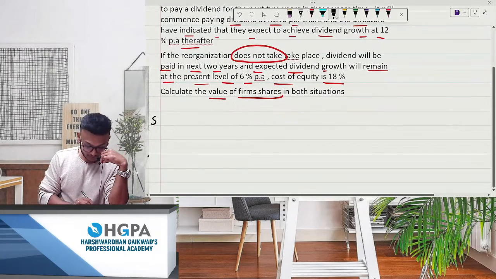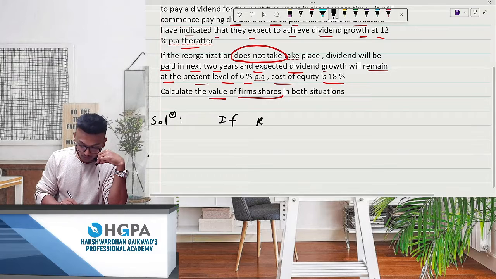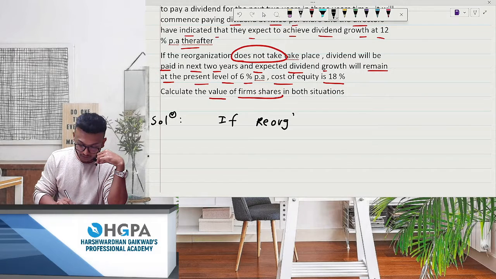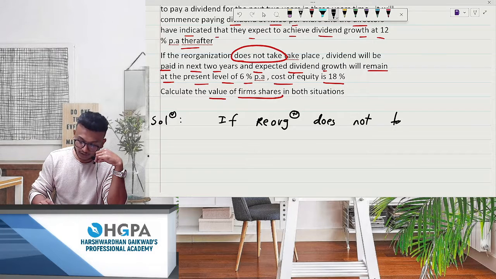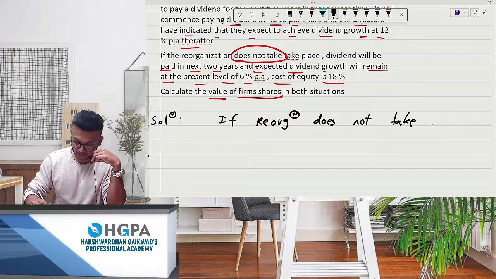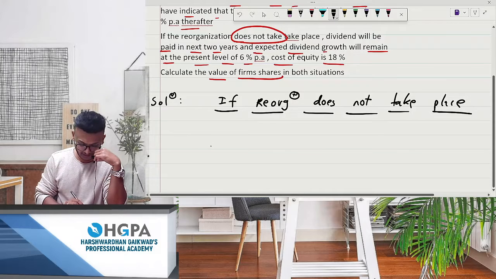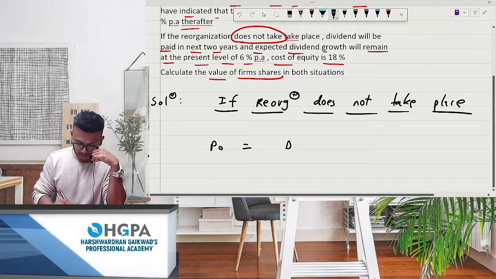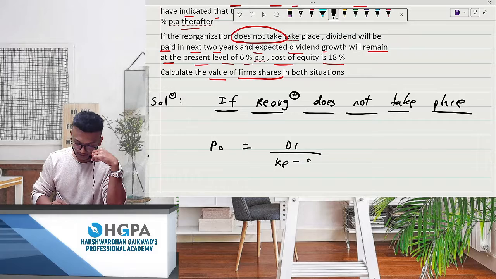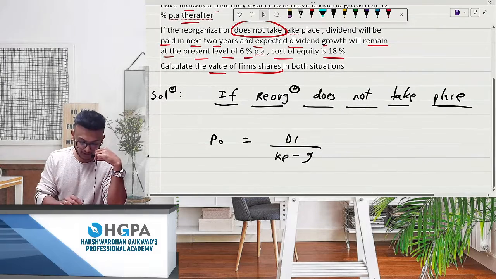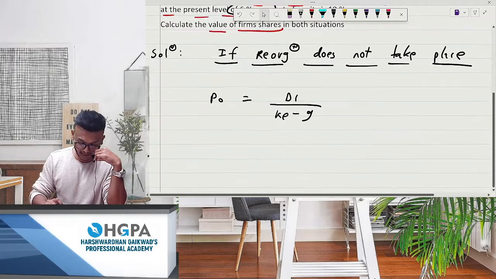What I'll do is, first, we'll write here: if reorganization does not take place, because that will be very easy for me to compute. See, if the reorganization does not take place, you just need to compute the price, right? So P0 equals D1 upon KE minus G. Dividend will be paid in the next 2 years. Expected dividend will remain at the present level, how much? 6% per annum.